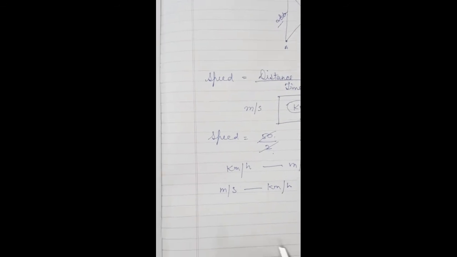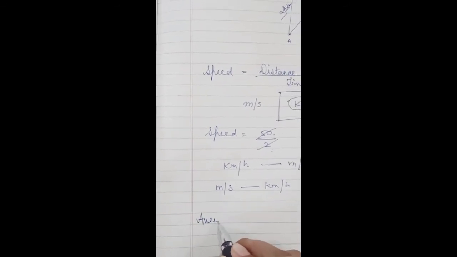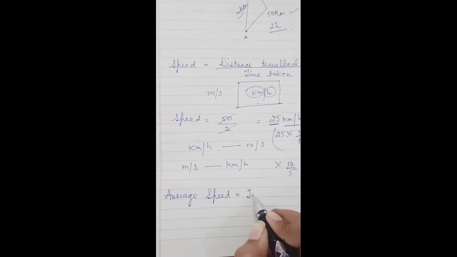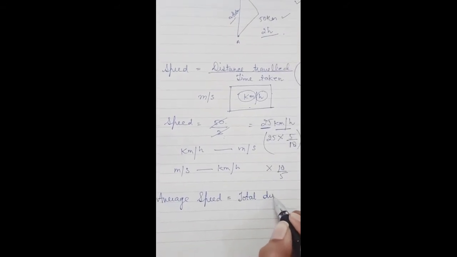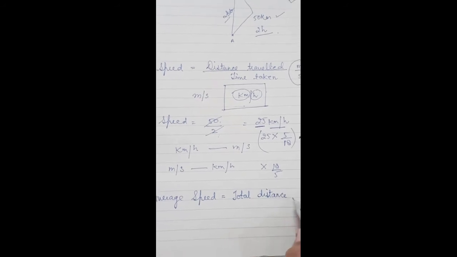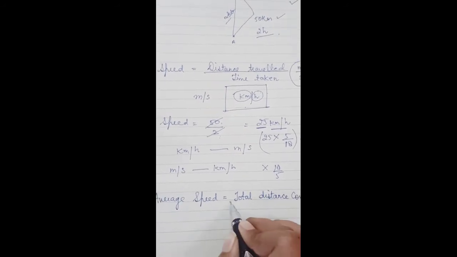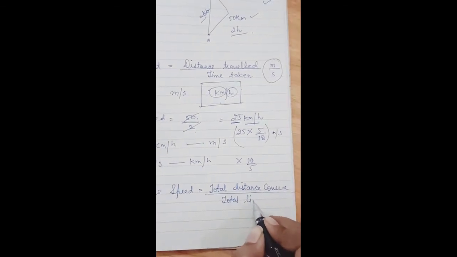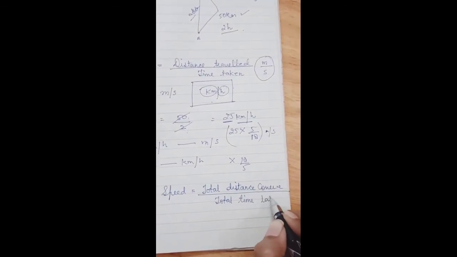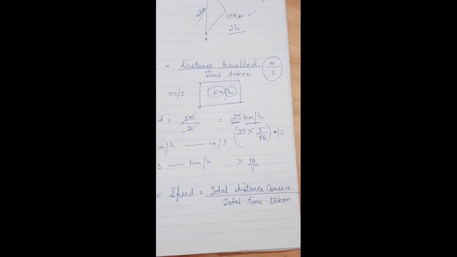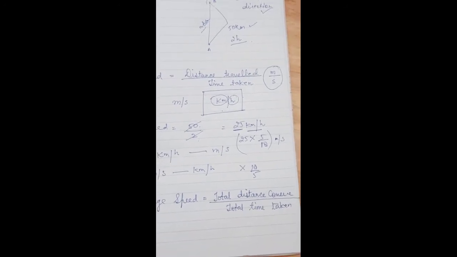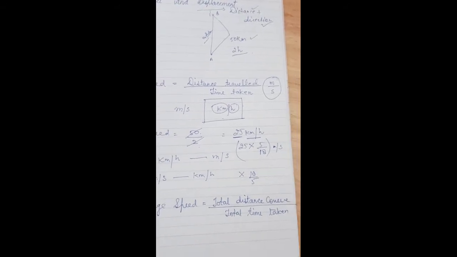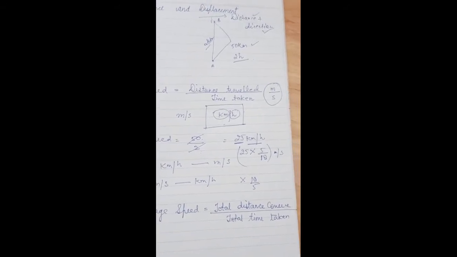Average speed is total distance covered upon total time taken. This is average speed. The total distance covered by an object divided by the total time taken to cover that distance gives the average speed of the object.